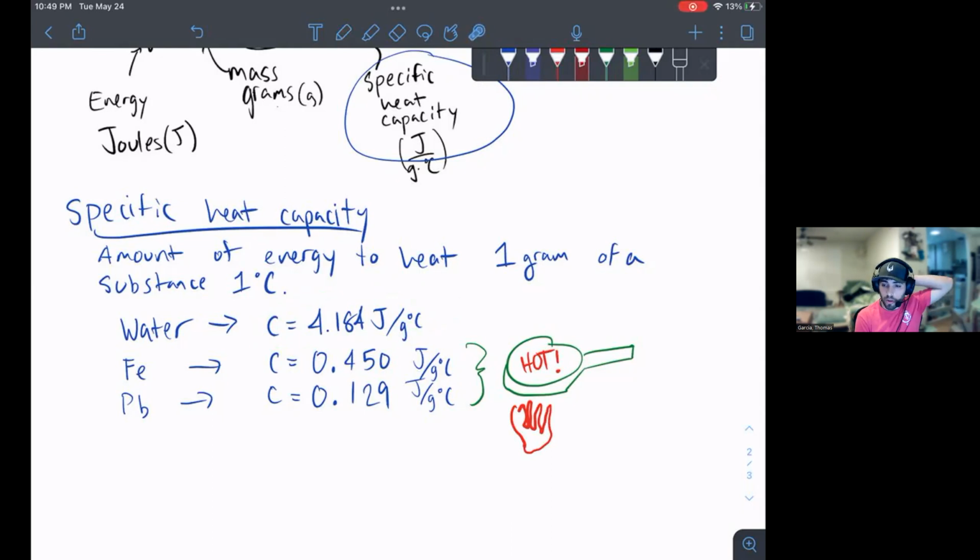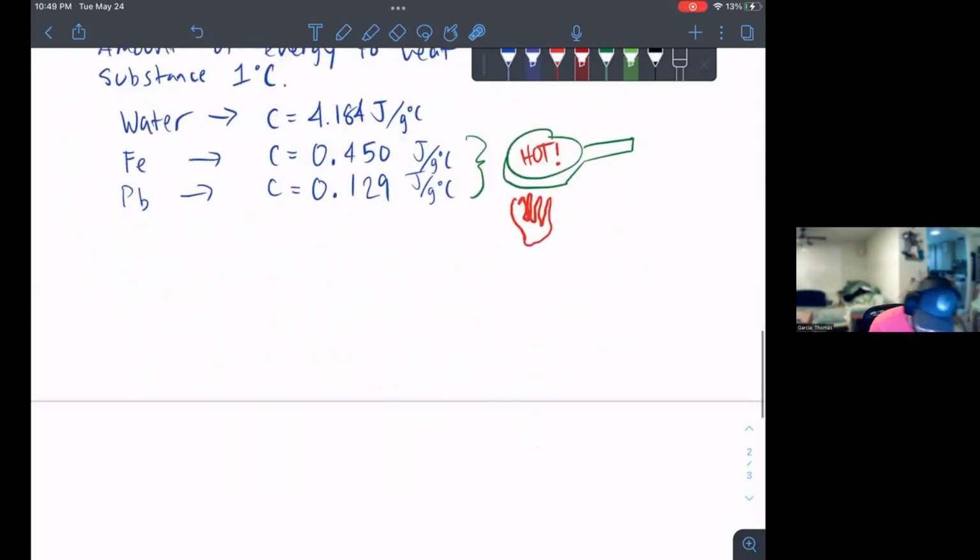On the other hand, something like water has a very high heat capacity. 4.184 is pretty darn high. It means it takes a lot of energy to heat water, which might be why, for example, if you've ever been in a pool, those are hard to keep warm or hard to heat up because there's a lot of water and it takes a lot of energy. Anyways, with that said, we now have these values. We know what they can do. So let's just go ahead and do some math.